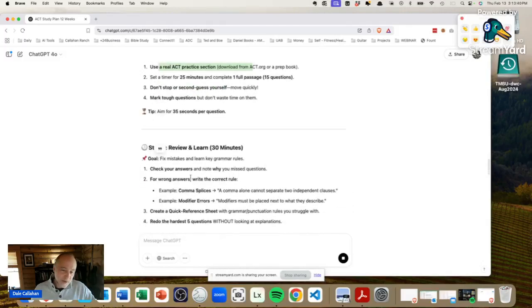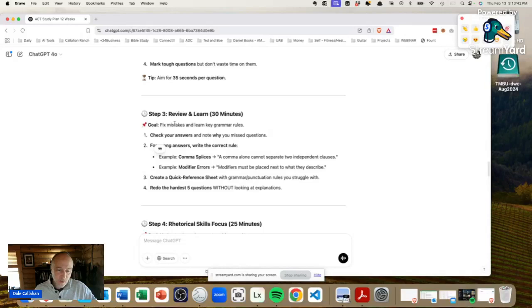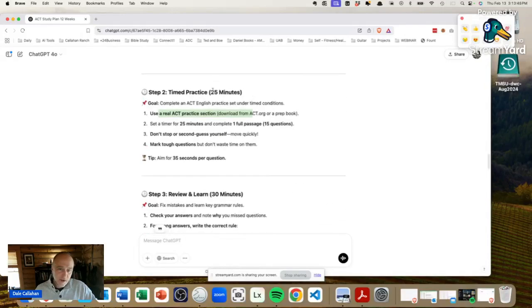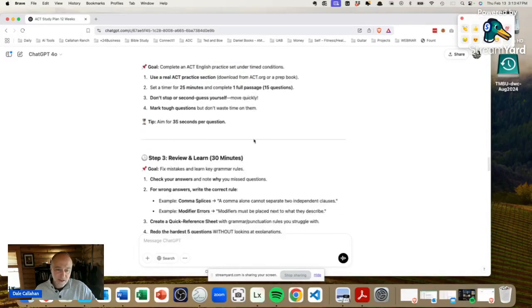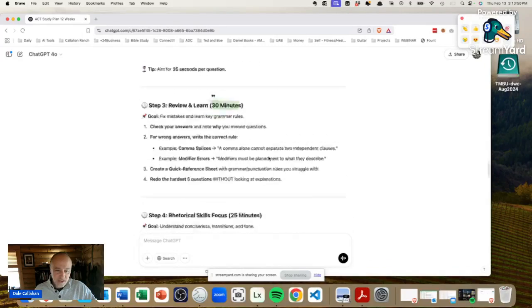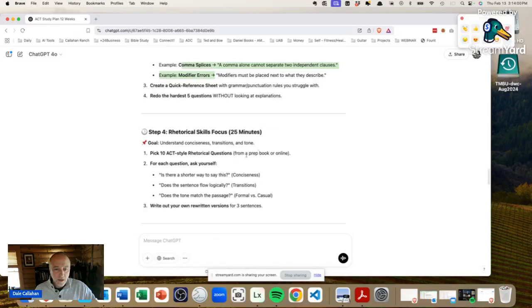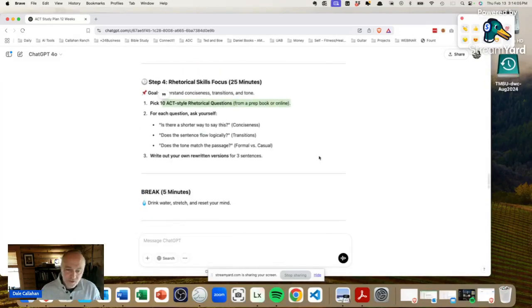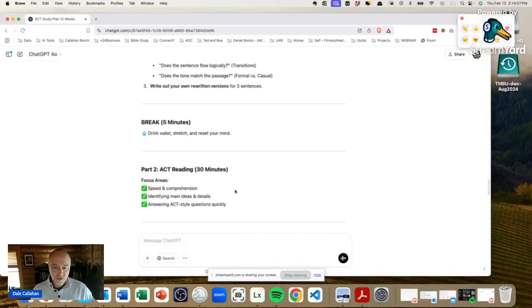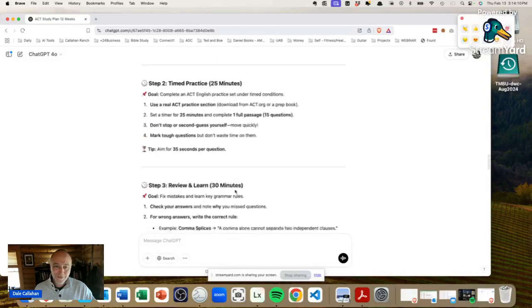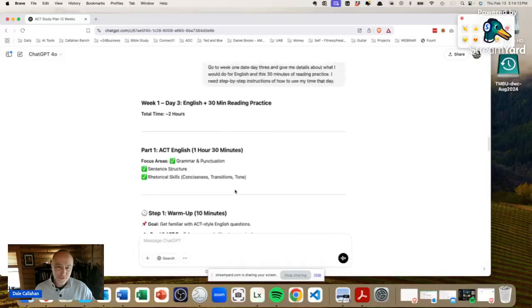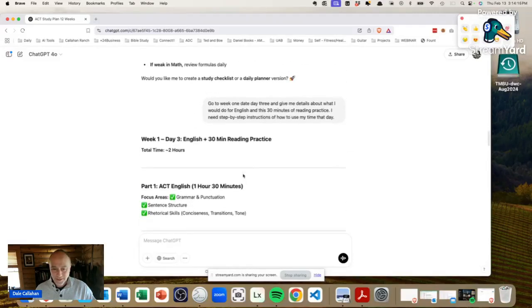What it's basically doing is just telling me exactly what to do. And it's telling me about how much time this should take, about 25 minutes on this, about 30 minutes on this. And you're getting some clues. If you know nothing about this exam, you're getting some clues here about what's in it: comma splices, modifier errors. And it says pick 10 rhetorical questions from the book. Drink water, stretch, and reset your mind. That's for the student, but maybe for the parent too, depending on how that goes that day.